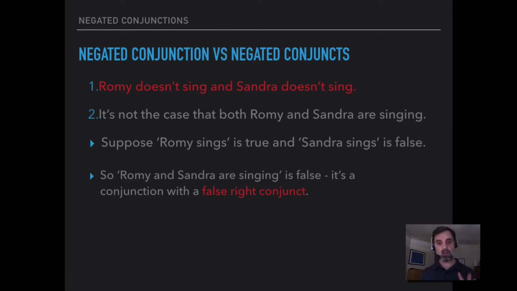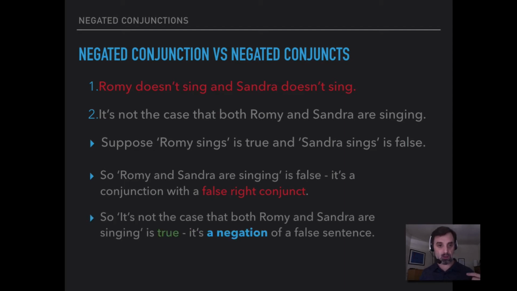Let's now consider the conjunction. Now we're going to look at two, and let's consider "Romy and Sandra are singing." Is that true or is that false? That's false. Why? Because we said "Sandra sings" is false, and "Romy and Sandra are singing" says that both Romy is singing and Sandra is singing. But we said no, Sandra's singing, that's false. So "Romy and Sandra are singing" is a conjunction with a false right conjunct. So it's false.